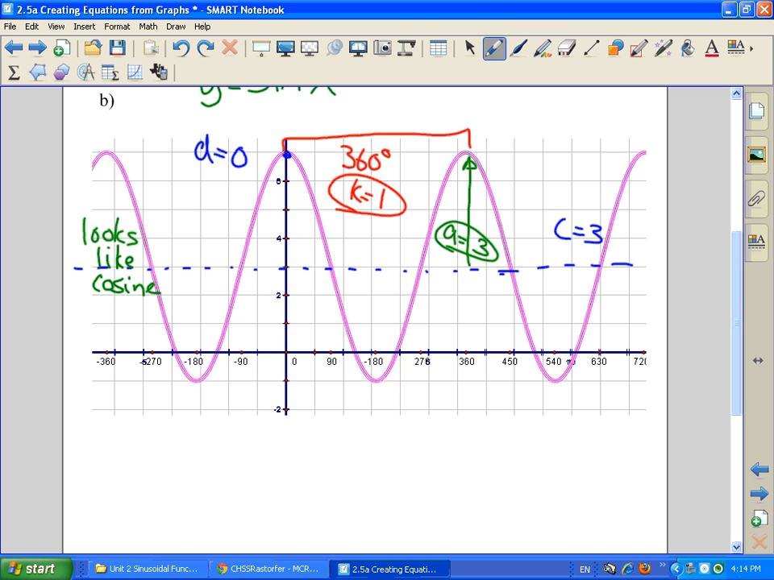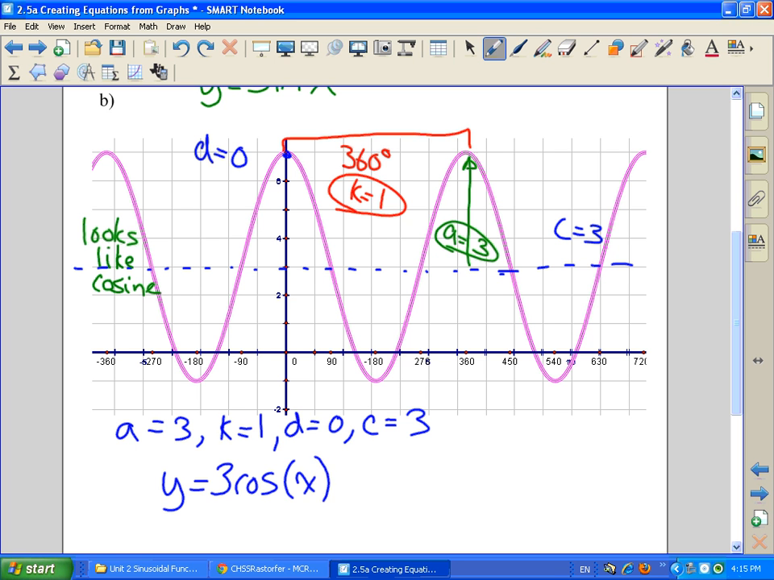So let's just recap here, guys. We know that A equals 3. We know that K equals 1. We know that D equals 0. And we know that C equals 3. It looks like cosine, so if we had our function and we're going to sub it in, we're going to have y equals A, which is 3, times the cosine of K, which is 1, times x minus 0, which is D, so it's just going to be y equals 3 cos x plus 3.